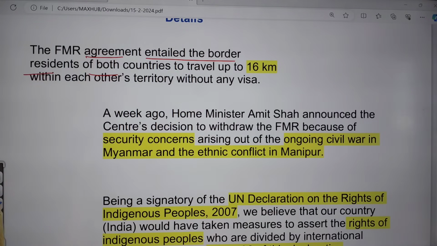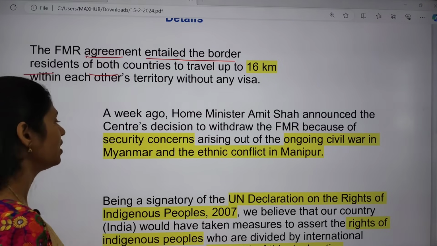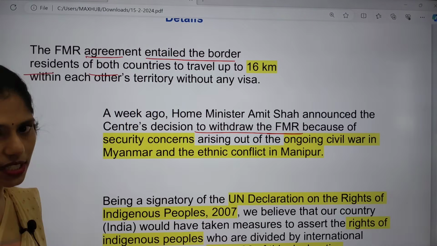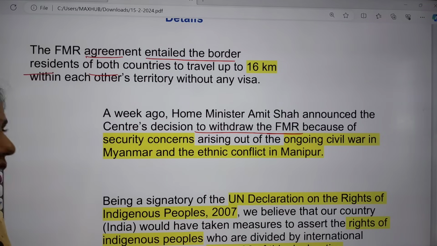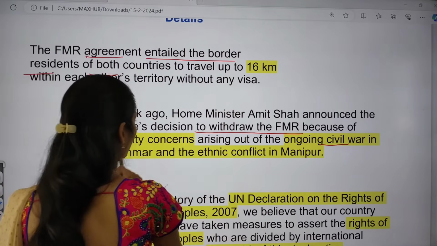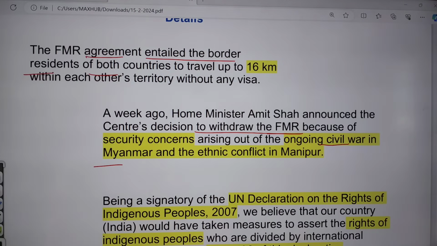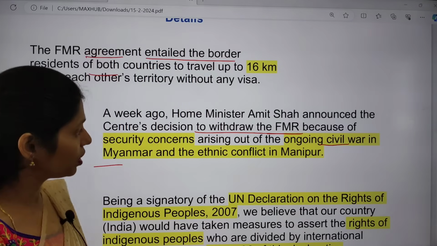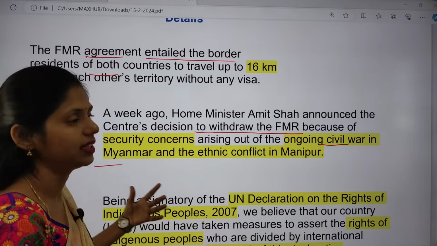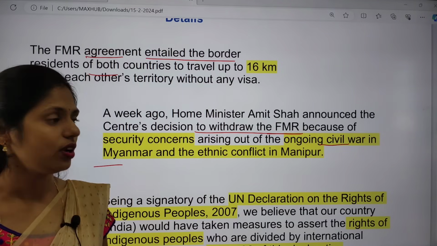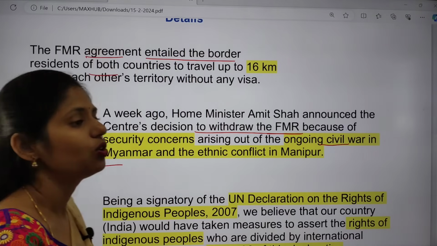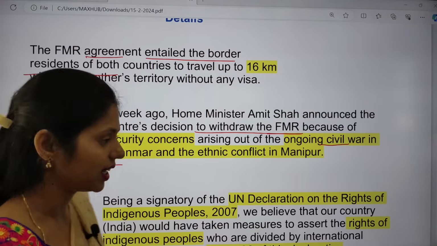So recently our Union Home Minister made a statement that we are going to withdraw this free movement regime. So why? What is the reason? The reason here is he cited security concerns and the ongoing civil war in Myanmar, as well as the communal violence which is going on in Manipur. So because of these three reasons, security concerns, civil war in Myanmar and ethnic conflict in Manipur, this decision was taken by our Union Home Minister to maintain the safety and security of our country.